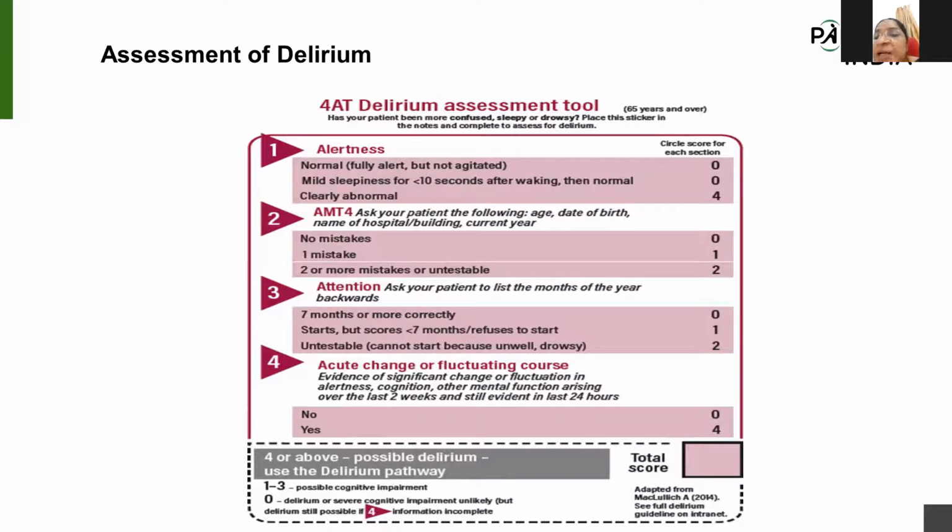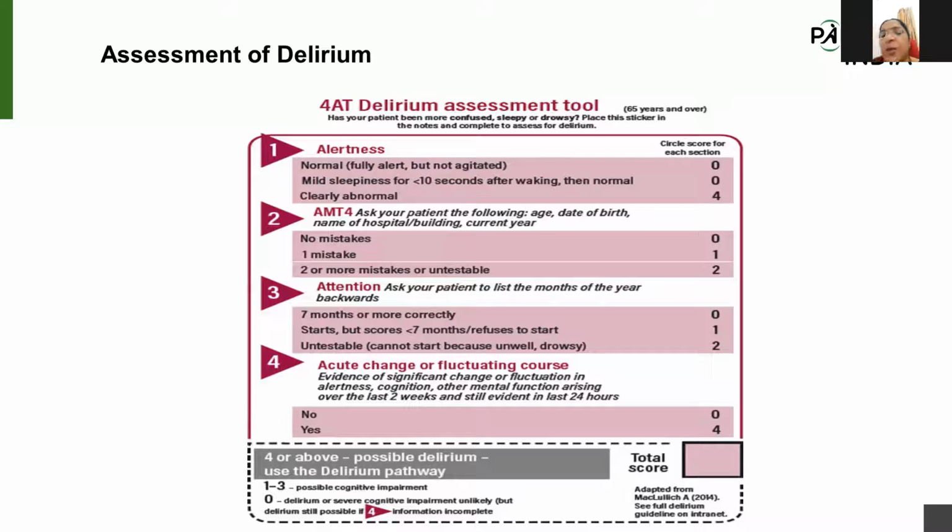And untestable is 2. The fourth one is acute change or fluctuating course, in which there is evidence that the patient is behaving in a different manner in the last 2 weeks and still evident in the past 24 hours. Now, this is going to be extremely difficult. We don't have anyone to ask, and we might have to call people up where they came from. And sometimes they are in home quarantine. Not many people would have noticed what their problems were, or it might be difficult to elicit that kind of a history.